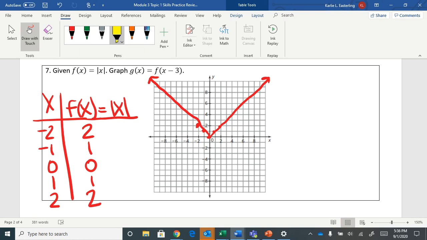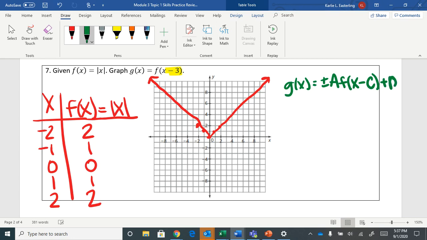But for this one, we're graphing g of x, and it's f of x with that -3 inside those parentheses. And if y'all remember, if we were looking at g of x, we had plus or minus a out front, and then, which I'm going to write in that form, let me make this a little prettier. So we would have f of x minus c, and then plus d on the outside. So with that 3 being in there, it's that minus c.